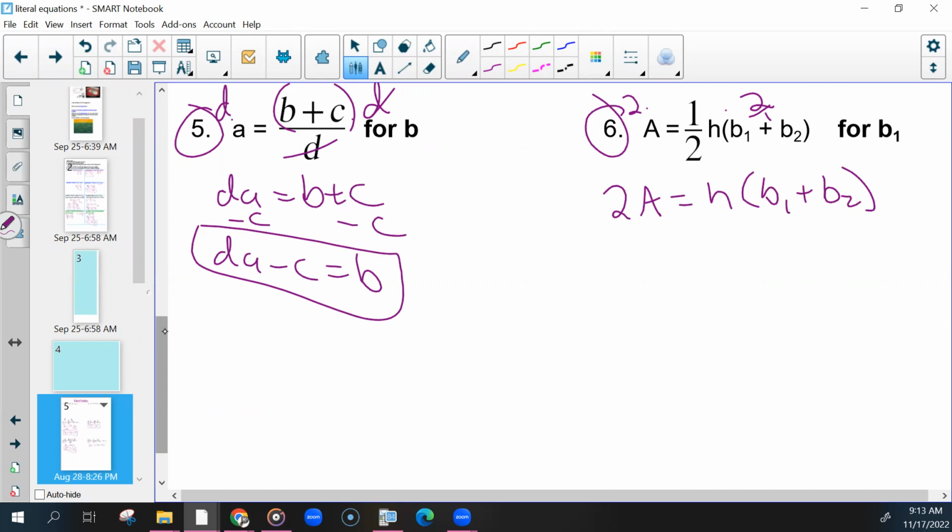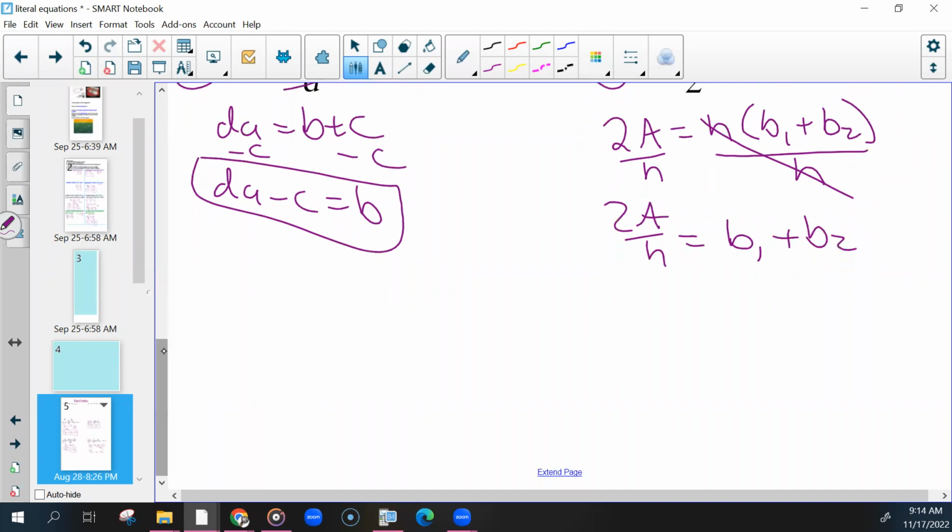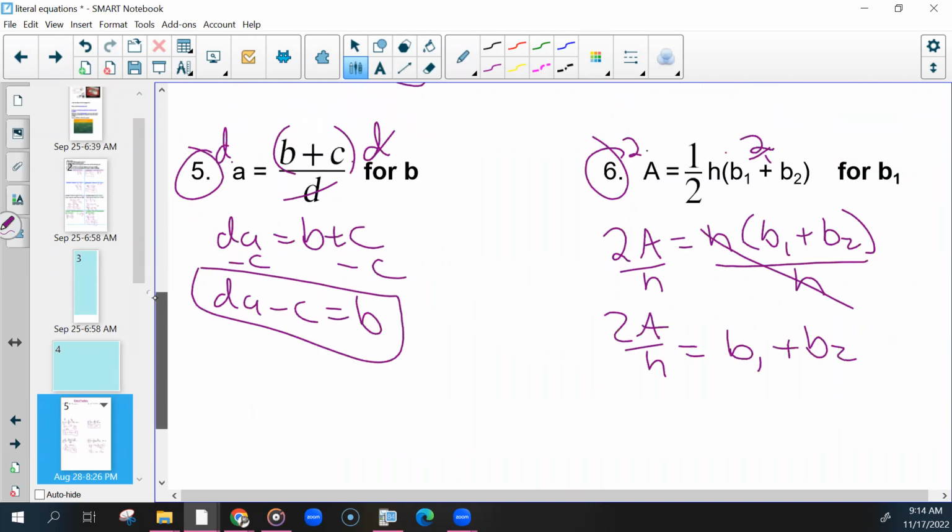So now we have to get rid of the H before we can do anything else. How would we do that? Divide both sides by H. We have 2A over H equals, now we can drop our parentheses, B1 plus B2. And then get rid of B2.